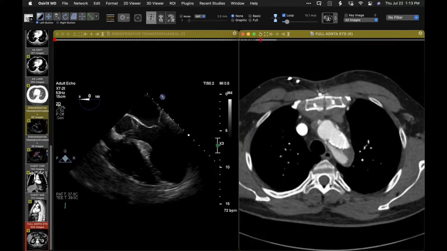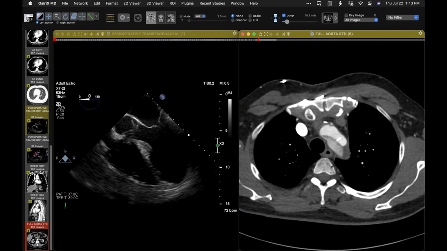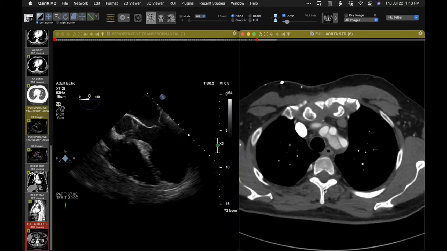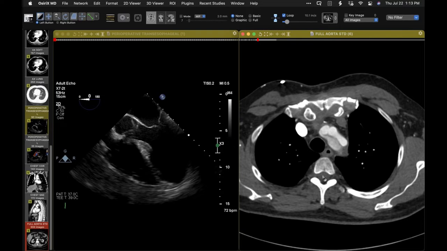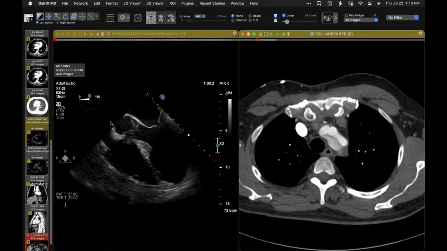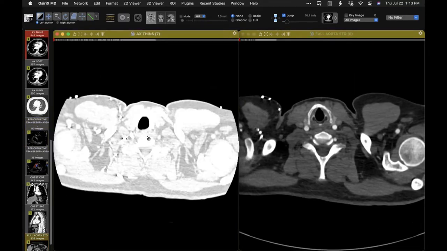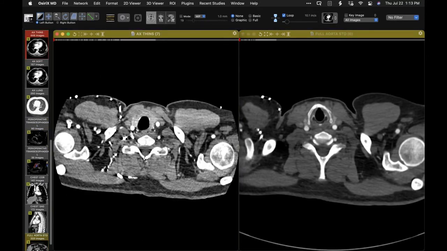Now, in looking at this aortic arch post-op, you can see we have a situation where there is still some passage of contrast opacified blood into the false lumen here. And if you actually try to determine where it is coming from, it is coming from the base of the brachiocephalic artery. So let me go back now to the pre-op procedure and show you the pre-op image.